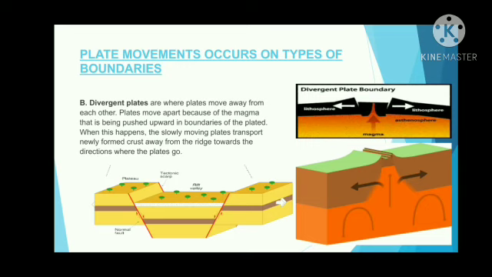Next, we have the divergent boundaries. Divergent boundaries are where plates move away from each other. Plates move apart because of the magma that is being pushed upward in boundaries of the plate. When this happens, the slowly moving plates transport newly formed crust away from the ridge towards the direction where plates go.